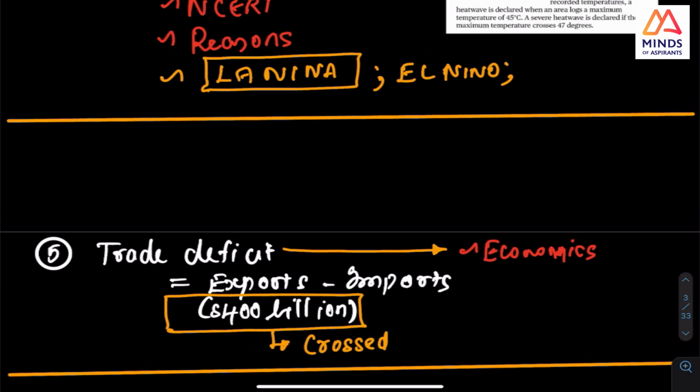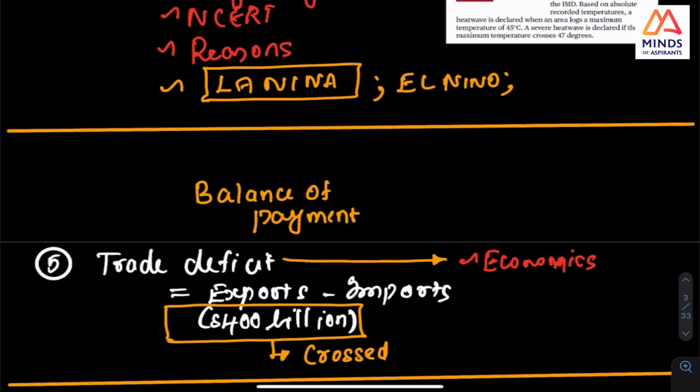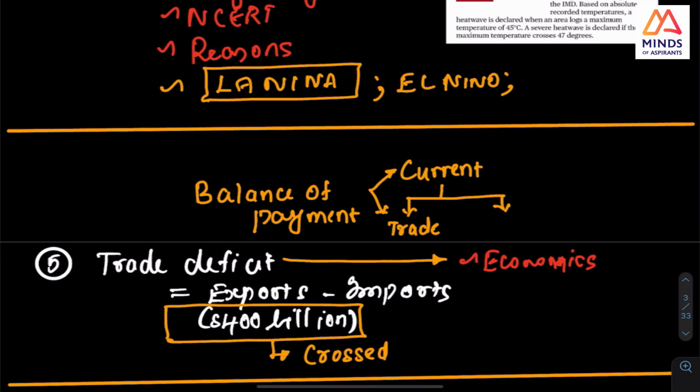Already we started with balance of payment. So club these two together, and I want you to see this chapter very well. In balance of payment, if you look at it very clearly, there will be a current account and a capital account. In the current account, you will find one wing which is net trade, and then net invisibles.